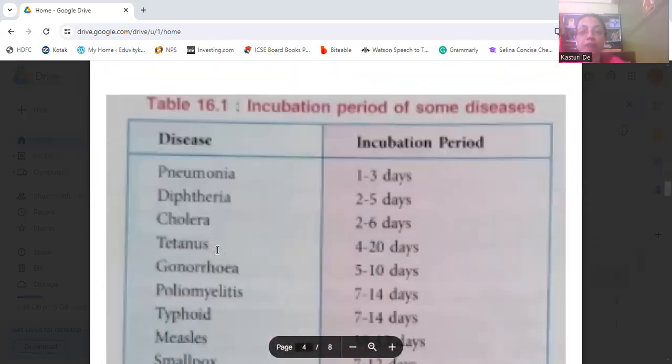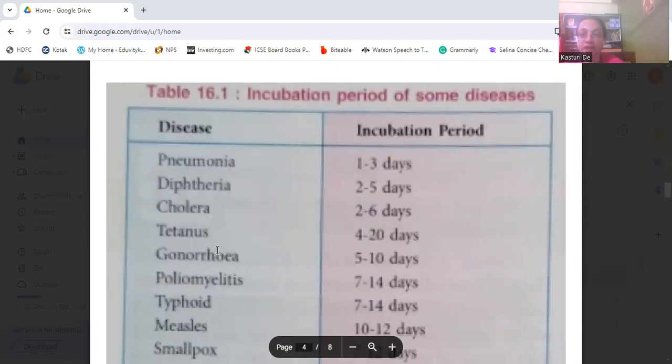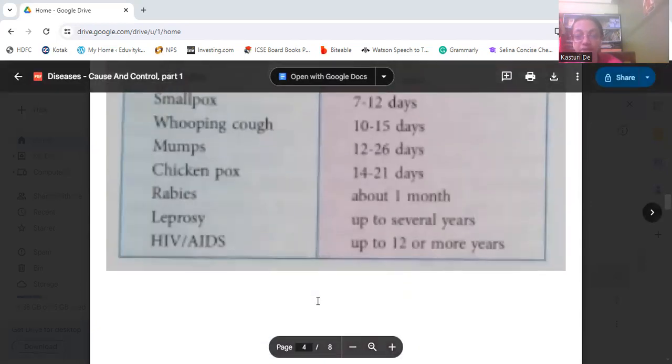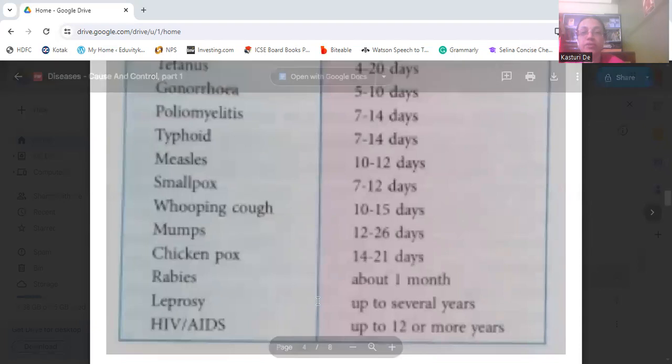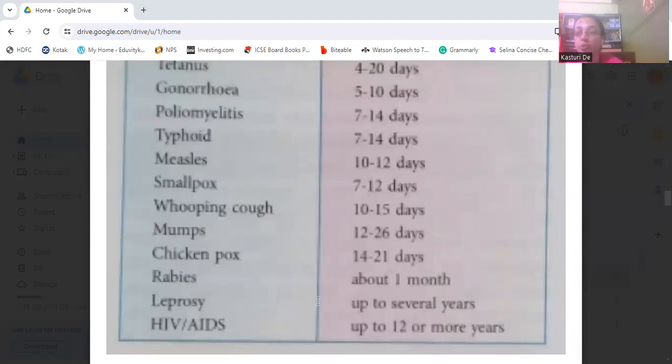Okay. Next we come to the incubation period of certain diseases. A table shows that pneumonia has an incubation period of 1 to 3 days, diphtheria 2 to 5 days, cholera 2 to 6 days, tetanus 4 to 20 days, gonorrhea 5 to 10 days, poliomyelitis 7 to 14 days, typhoid 7 to 14, measles 10 to 12 days, smallpox 7 to 12 days, whooping cough 10 to 15, mumps 12 to 26 days, chickenpox 14 to 21 days, rabies about 1 month, and leprosy up to several years, when it will not show the symptoms. So that is its incubation period.